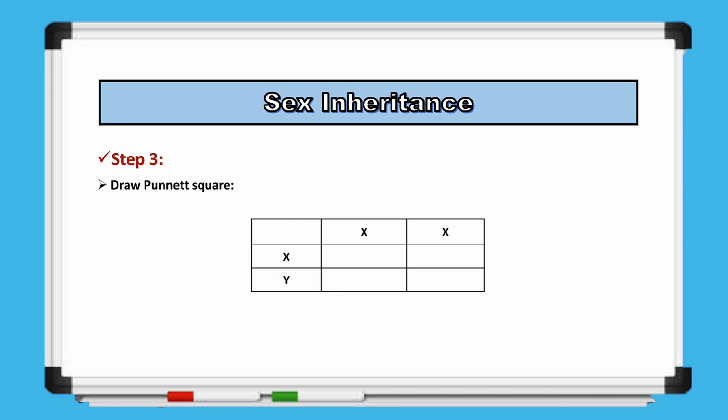Now we fill the boxes one by one. In the first box, we combine the first X from the side with the first X from the top. This gives XX, which is female. In the second box, we combine the first X from the side with the second X from the top. This again gives XX, which is female.